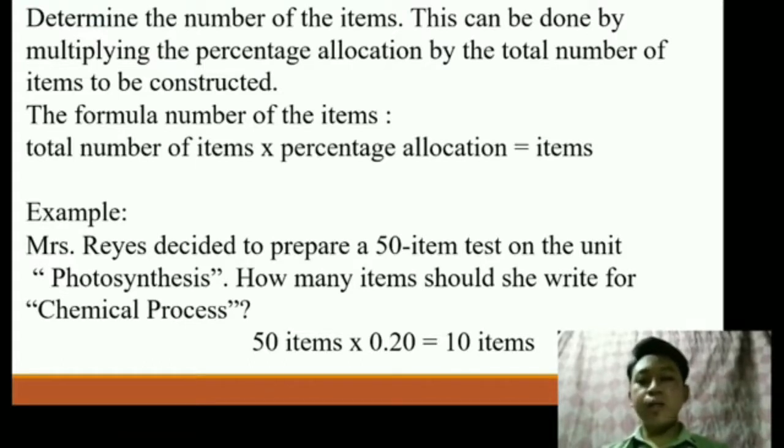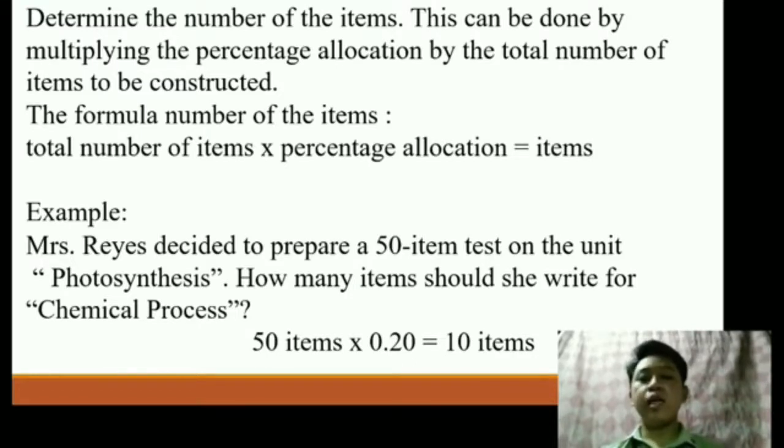Okay, the total number of items is 50 items, correct? Multiply by the percentage allocation, and that is 0.20. 50 times 0.20 is equal to 10. Therefore, Mrs. Reyes should write 10 items for chemical process. Diba guys, sobrang dali? Sigurado ako naintindihan ninyo ito.